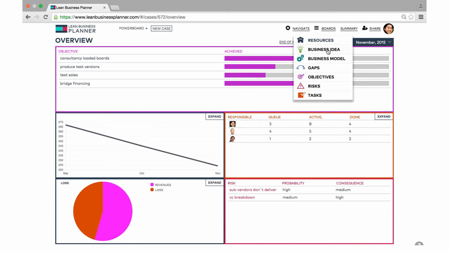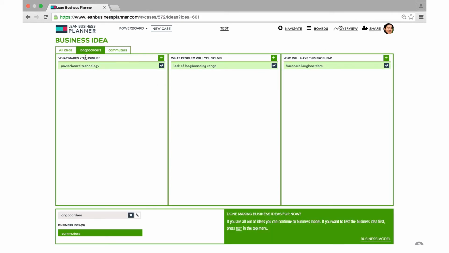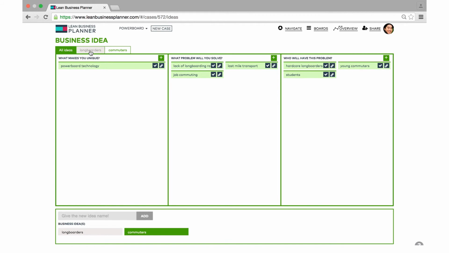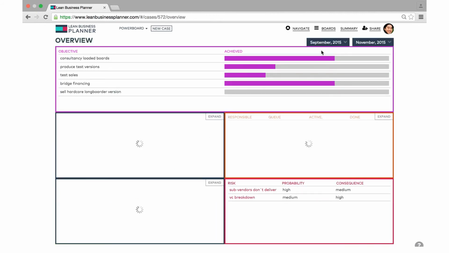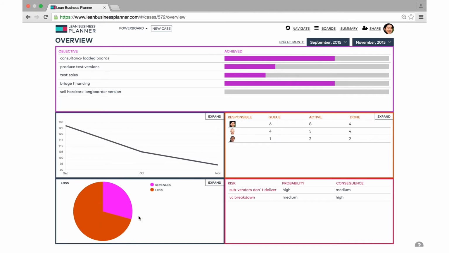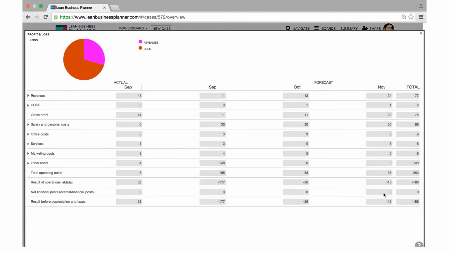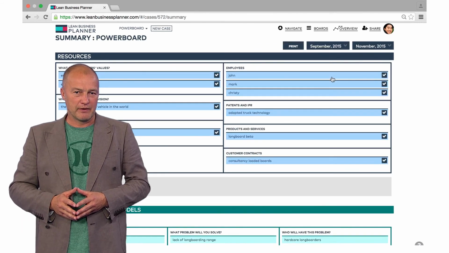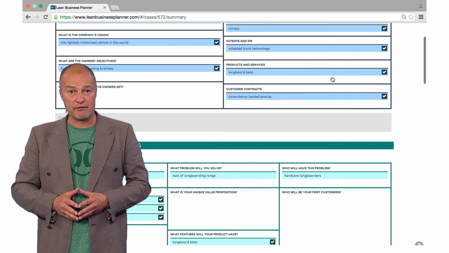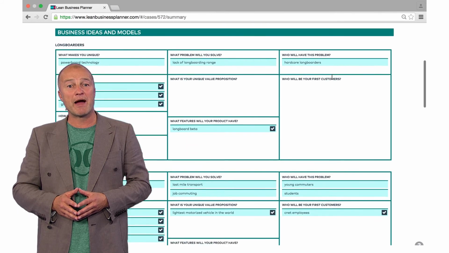Mark wants to show what the situation would be like if they also try to cater to their longboarding market group. He goes back to the business idea board and switches on that idea. We can see that doing this will drastically worsen the financials of the company. Finally, he opens up the summary of the plan. This feature can be useful if they want to report the progress to the bank or investor.